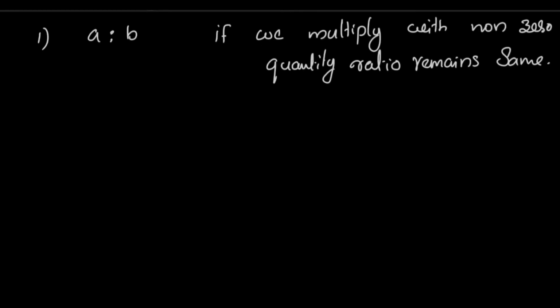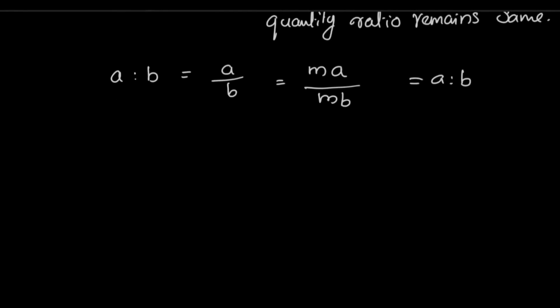This is the first term, that is A is to B, which is nothing but A by B. If we multiply this with a constant M, then it will become MA by MB. These two cancel out each other and the ratio remains itself, that is A is to B itself. This is the first property of ratio.